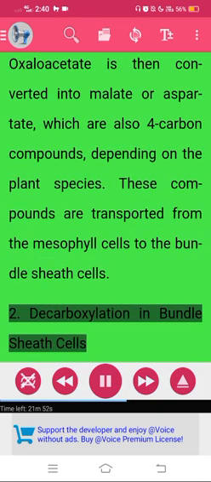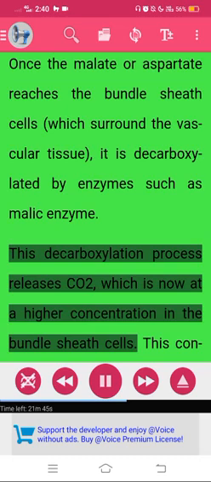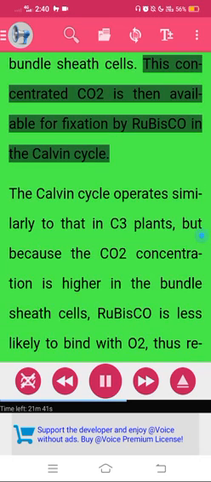2. Decarboxylation in bundle sheath cells. Once the malate or aspartate reaches the bundle sheath cells, which surround the vascular tissue, it is decarboxylated by enzymes such as malic enzyme. This decarboxylation process releases CO2, which is now at a higher concentration in the bundle sheath cells. This concentrated CO2 is then available for fixation by Rubisco in the Calvin cycle.